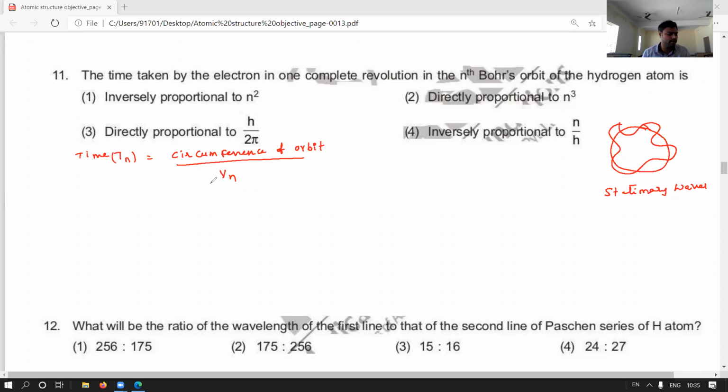We know the formula: time is equal to distance by velocity. According to that, distance is nothing but this orbit circle. What is that? The circumference of the circle, 2 pi rn. Because it is the nth orbit, its circumference is equal to 2 pi rn, and the velocity of the electron in the nth orbit is vn. We know the formulas.